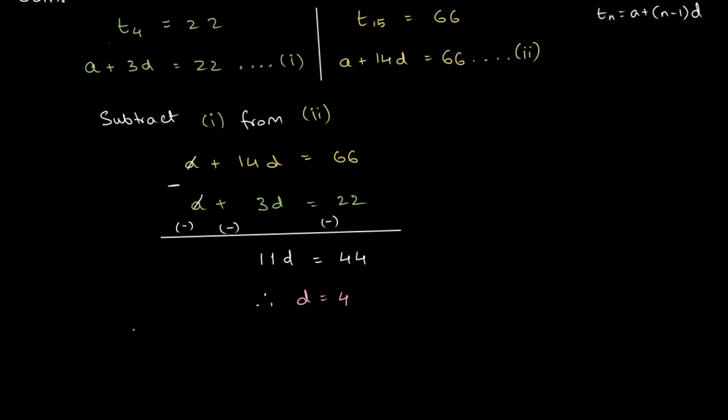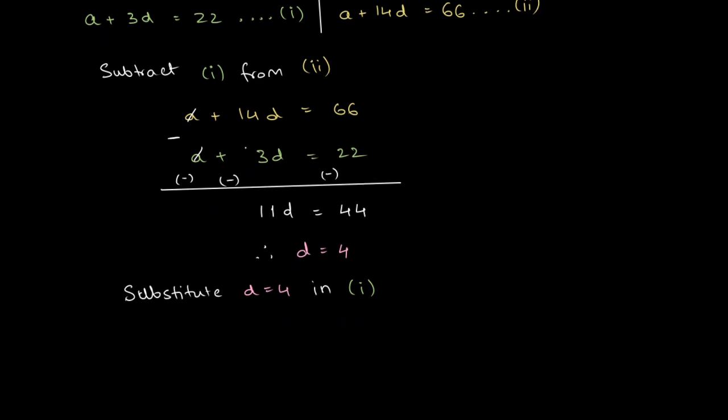Now, to find the value of A, I'll have to substitute this value. So I can say substituting D is equal to 4, I can do it in equation number 1 or 2. Let's do it in 1, right? So if I substitute D is equal to 4 in equation number 1, what do I get? Equation number 1 is basically A plus 3D, right? So it's A plus 3, and D we know is 4, so let's put that down, and this is equal to 22.